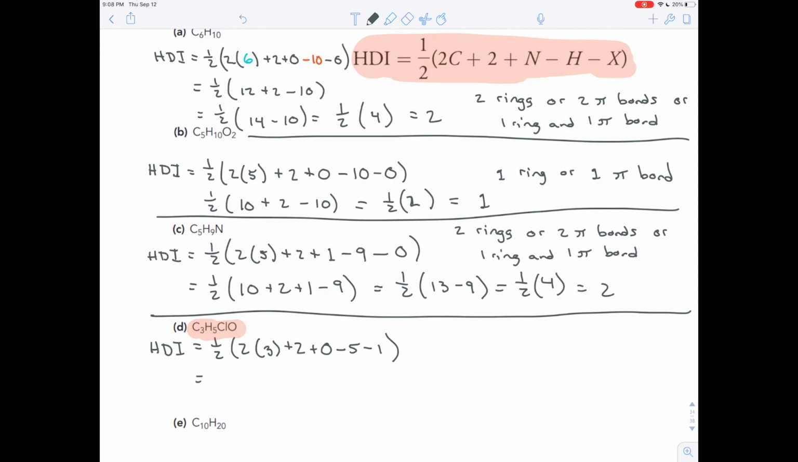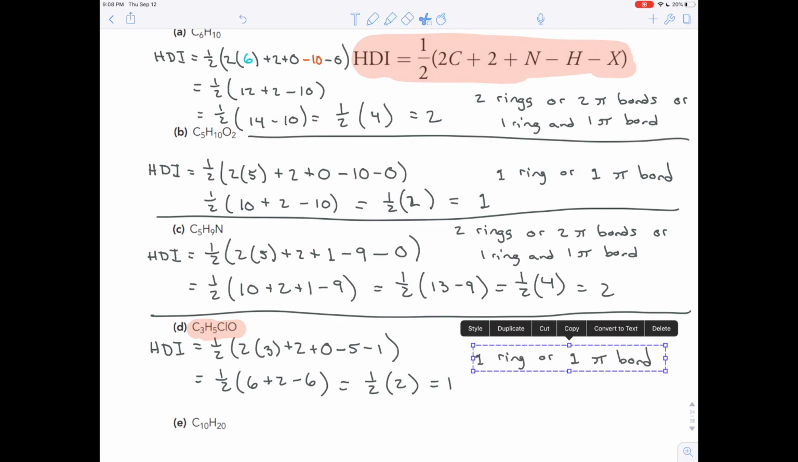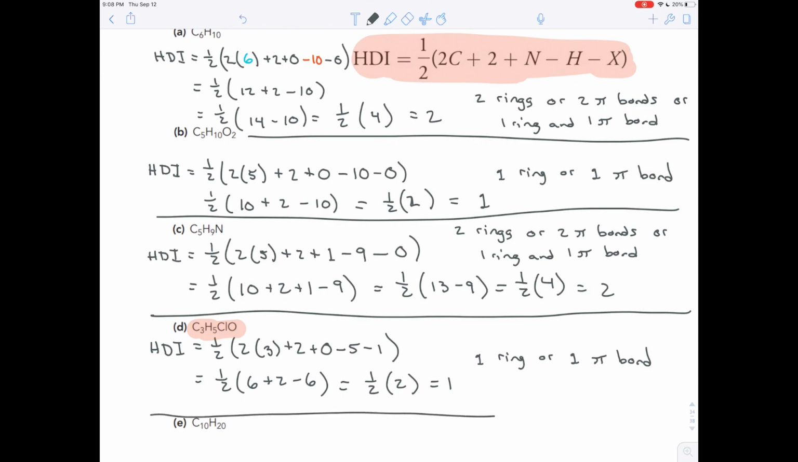So the hydrogen deficiency index will be 1/2 times 6 plus 2 minus 6. So that's 1/2 times 2, or 1. And the meaning of that is that that molecule has 1 ring or 1 pi bond. Either one, but not both.